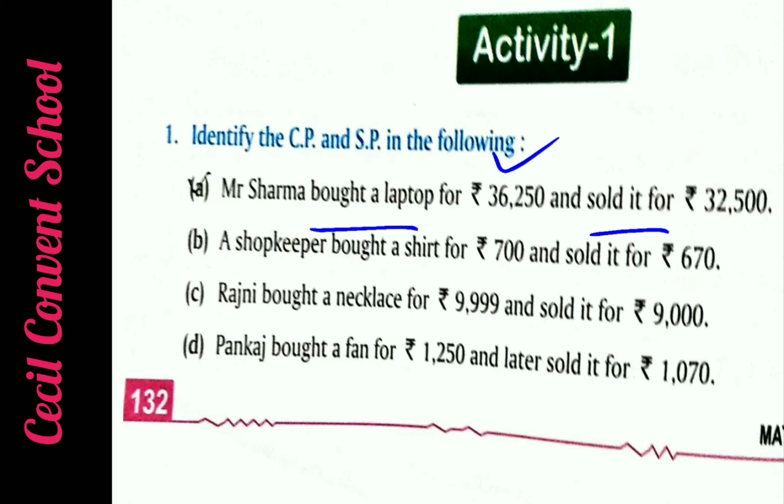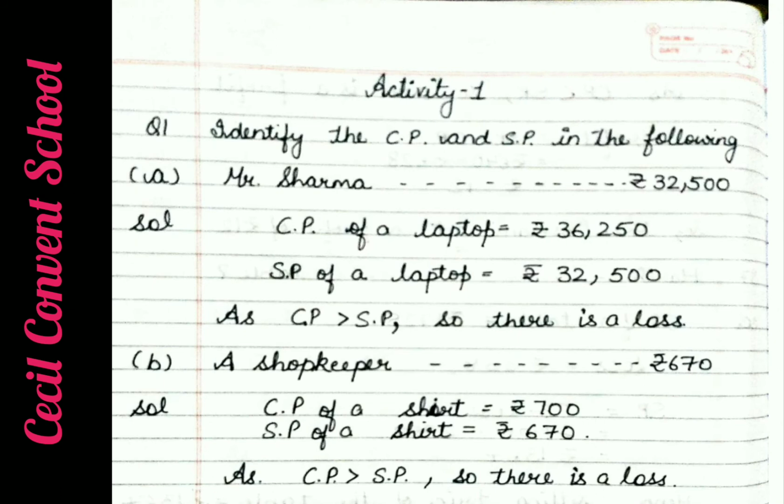So how do we write in the copy? We will write it in this manner. Firstly, activity 1, date here. Question number 1, identify the CP and SP in the following. A part like this manner, then solution. Cost price of a laptop is rupees 36,250. SP of a laptop is 32,500. Then compare it.